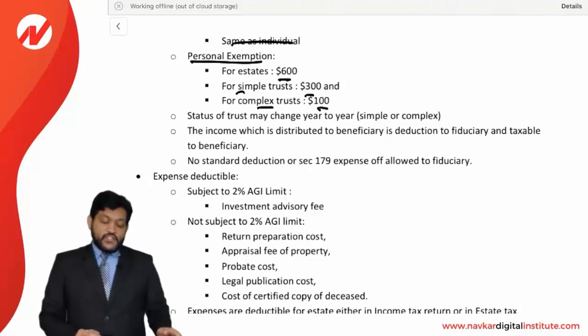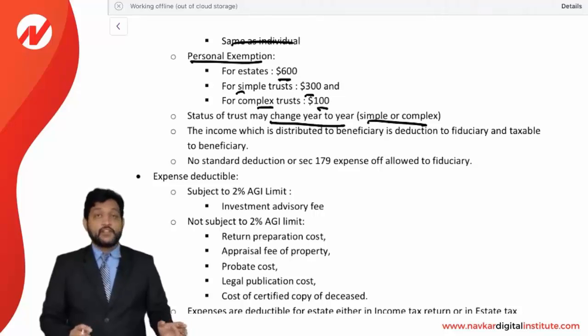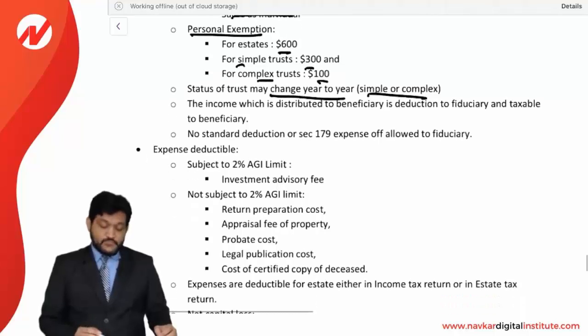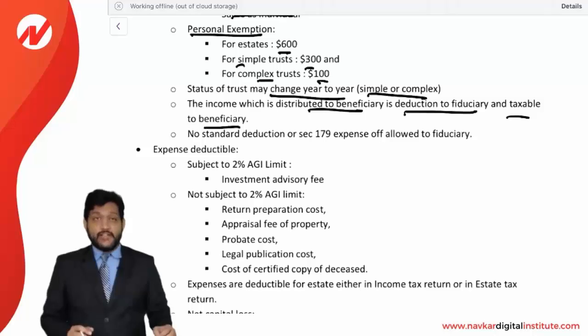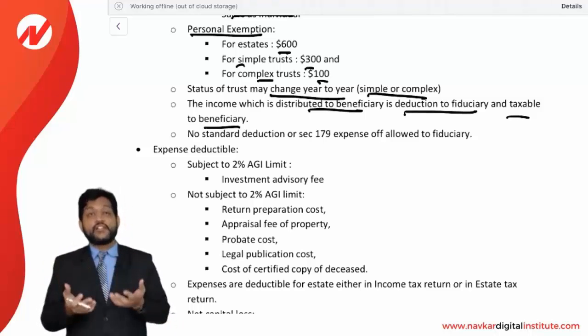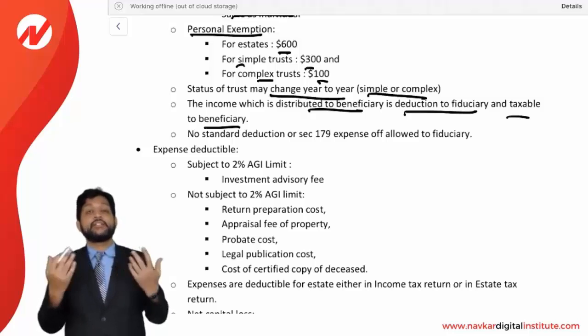The status of a trust may change year on year. That is, it may be a simple or a complex trust. You have to check every year what the status of the trust is, and accordingly compute the income. The income which is distributed to a beneficiary is a deduction to the fiduciary and taxable to the beneficiary. So what they want to say is, whatever income the fiduciary is earning, if a distribution is made out of that income to the beneficiary, then it will be a deduction for the fiduciary and taxable to the beneficiary. So you can simply remember: distributed income is taxable to the beneficiary and deductible to the fiduciary.